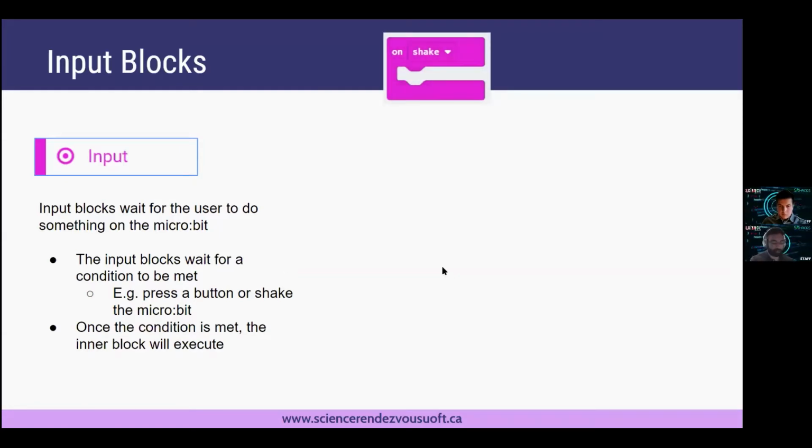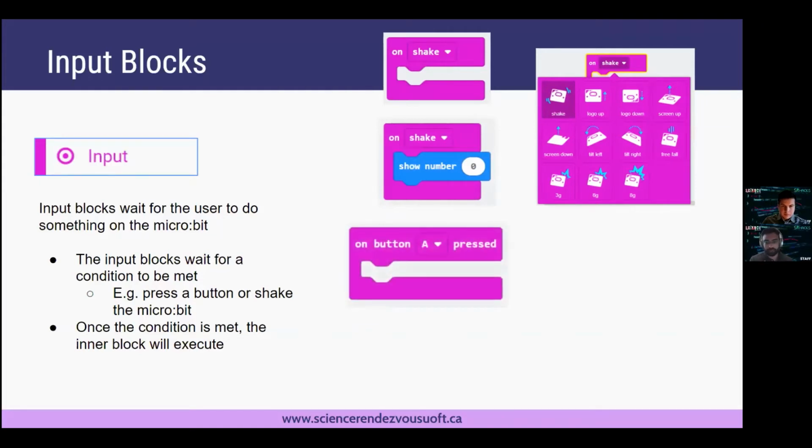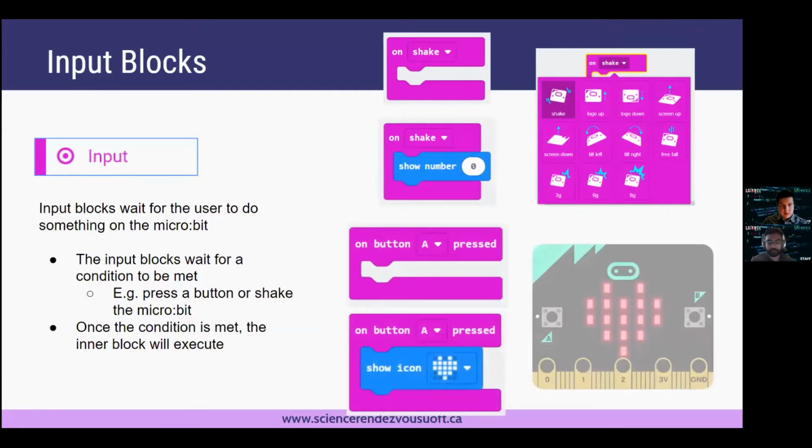So for example, there's a block like this, which has a shake. You can choose if you actually want to shake it, or if the logo is up or the logo is down, looking at the orientation of the microbit in actual physical space. And you can make it do something when it has been shaken. Another example is just pressing a button, like button A, for it to show different things.